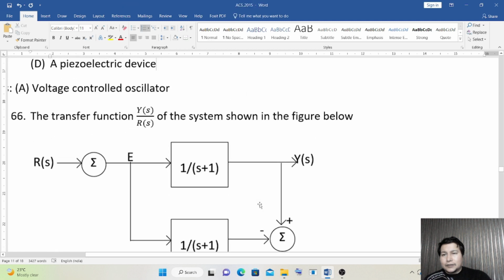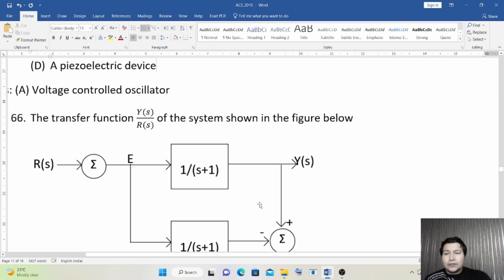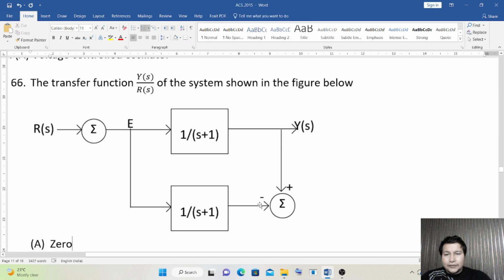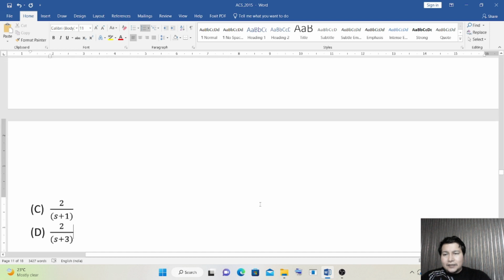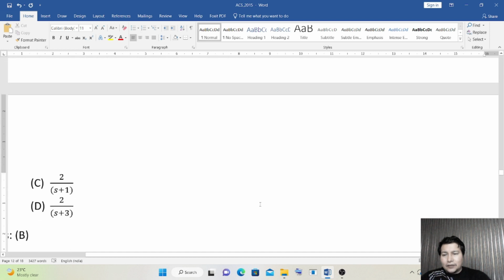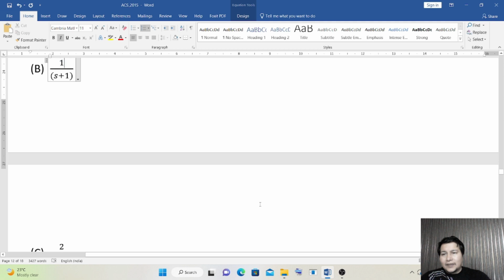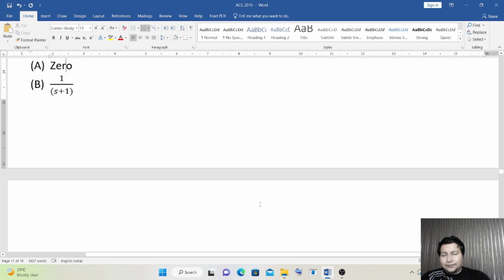66 number question. The transfer function Y by R of the system shown in the figure below. Figure to bhalke dekhai disu. Etu figure your transfer function uliabo lage. Just simple duta heriota ulai jabo duta step ote. To jodi kora jay tete hol answer option to ahibo B, 1 by s plus 1.